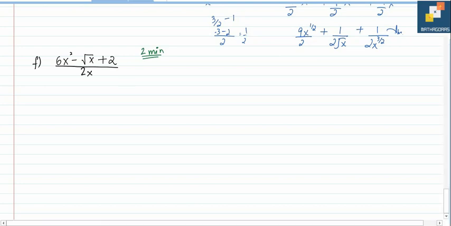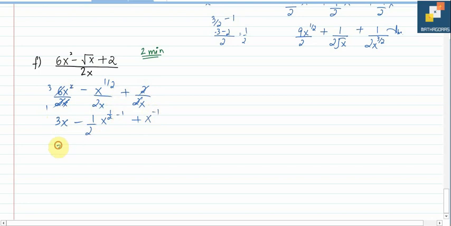All right, so firstly it will be 6x square divided by 2x minus x power 1 upon 2 divided by 2x plus 2 divided by 2x. 2 ones are 2, 2 threes are 6, it's 3x, minus 1 upon 2 x power 1 upon 2 minus 1, plus 2 and 2 cancel and x power minus 1. So there is one power that we can simplify, it's this middle one. x power 1 upon 2 minus 1 is minus 1 upon 2, plus x power minus 1.